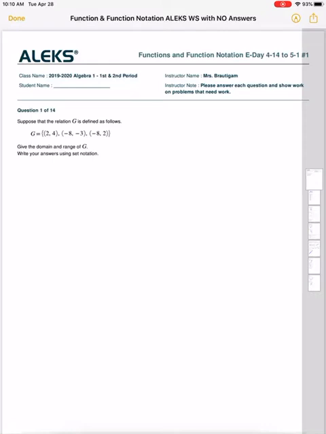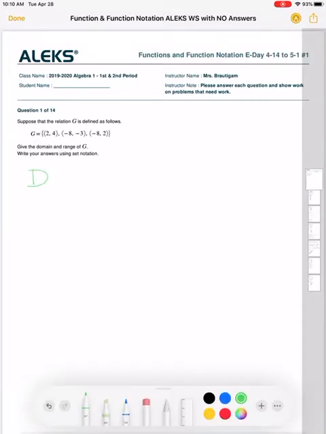It says, suppose that the relation G is defined as follows, and it provides 3 ordered pairs. It says, give the domain and range of G using set notation. So if we're looking, remember that domain equals your x values, and range equals your y. So if you need to, label them xy, xy, xy.